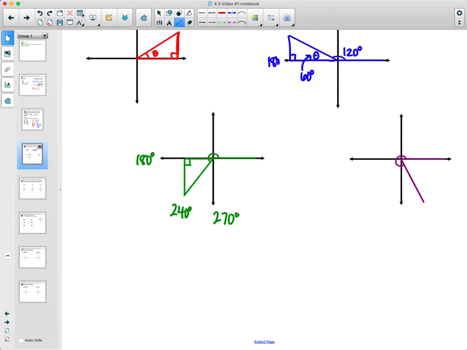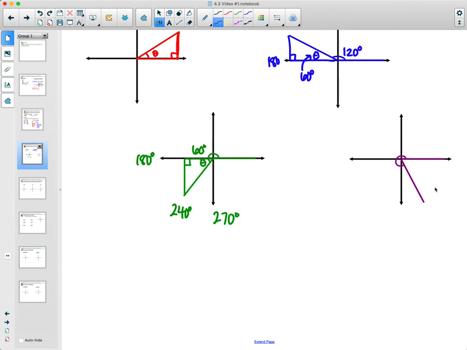Now remember, when you're getting the reference angle, it's the angle formed with the x-axis and the terminal side. So in that triangle, the one at the origin is your reference angle. In this case, this went all the way around to 240. So how big is this angle? The difference between 180 and 240. So this one is a 60-degree reference angle.